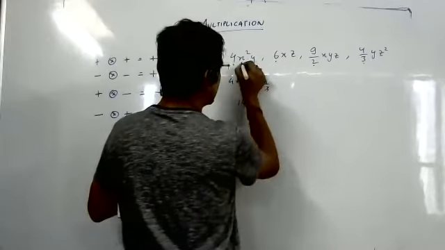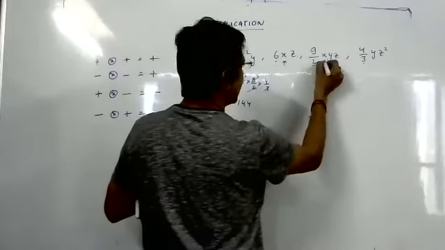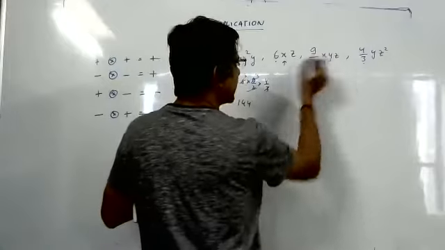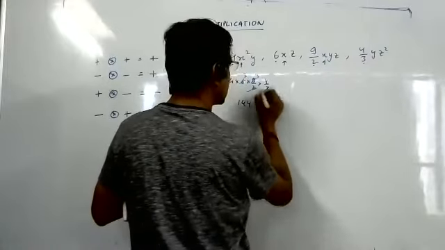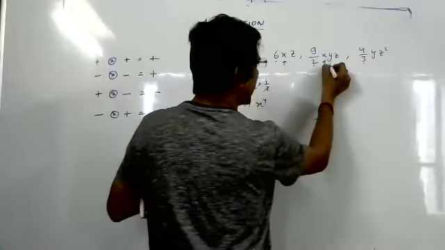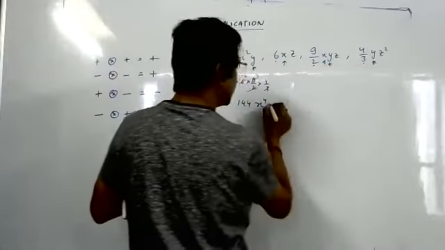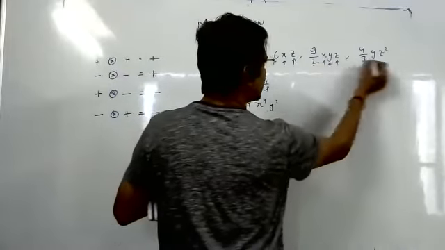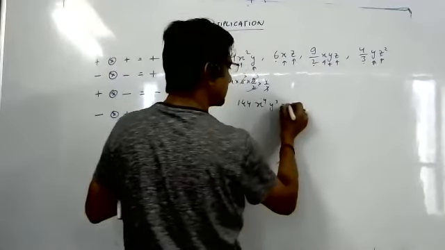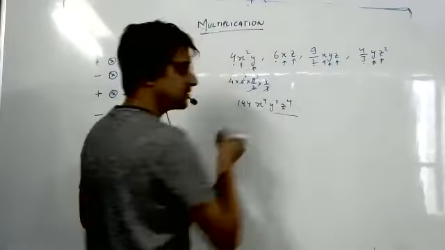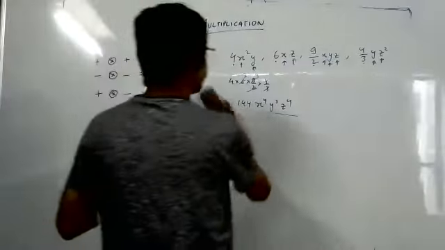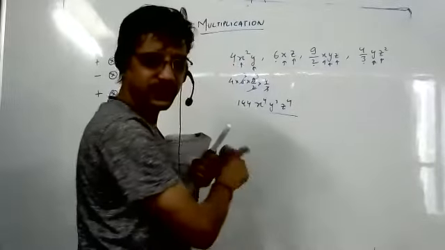Now, sir, x square, x and x. x square into x, x cube. Yes, sir. x cube into x, x to the power 4. Yes, sir. y, y, y. It will be y cube, y squared. Yes, sir. z, z, z square. z to the power 4. This is the answer. Okay, sir. Anyone? Should I rub this?